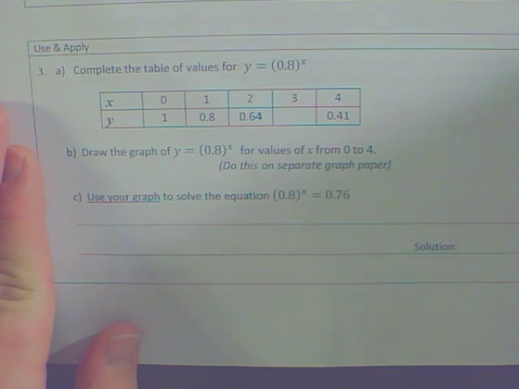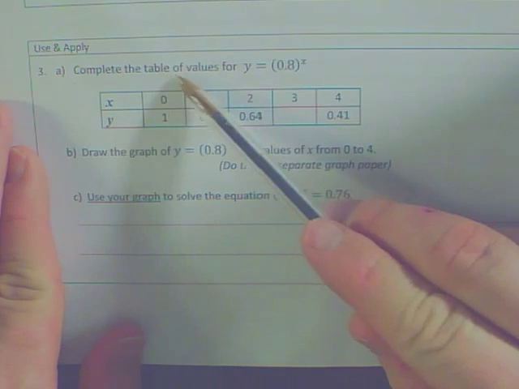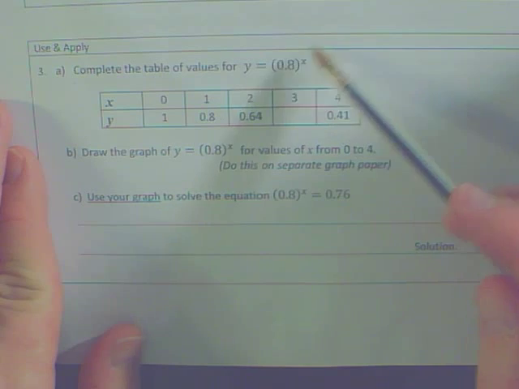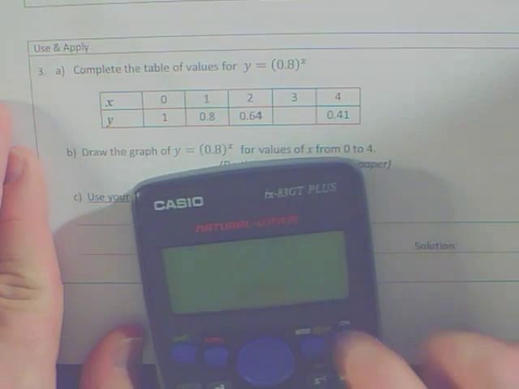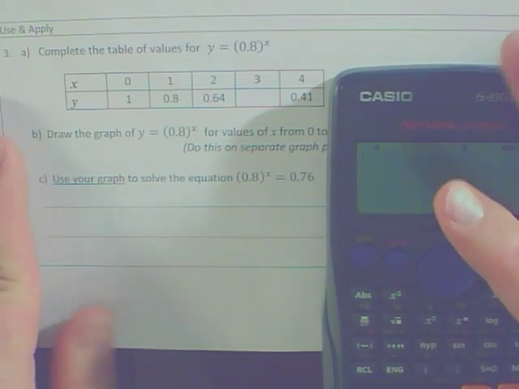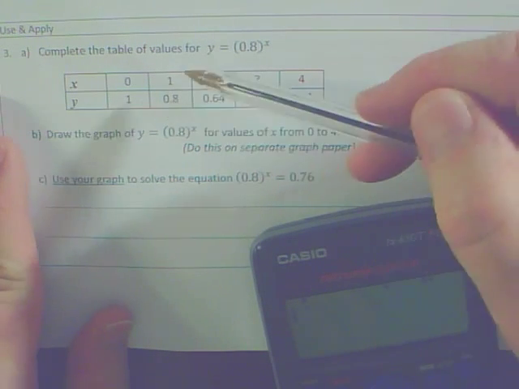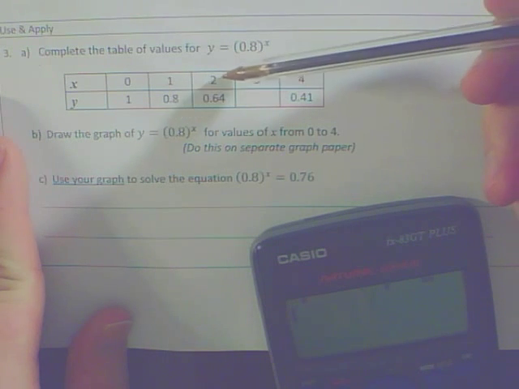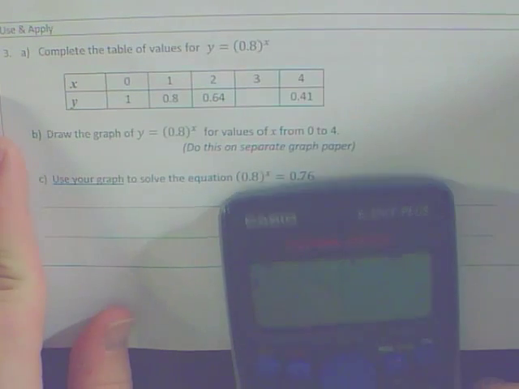Okay, this is the use and apply section. And we're asked to complete a table of values for an exponential function, something raised to the power of x, where x is the exponent. So, anything raised to the power of 0 is always 1. 0.8 to the 1 is 0.8, 0.8 to the 2, that's 0.8 times 0.8, which is 0.64. 0.8 cubed, let's put that in.